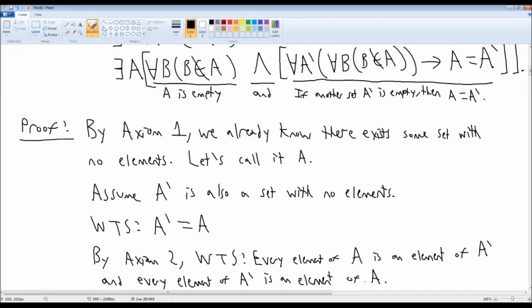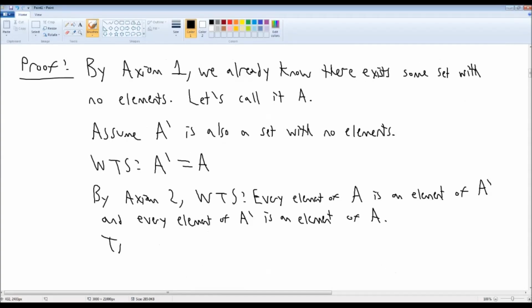How do we show two sets are equal? Well, the axiom of extensionality tells us that two sets are equal if they have the same elements. That is, we've got to show that every element of A is also an element of A prime, and vice versa. Every element of A prime is also an element of A. But guess what? This is true. Why? Because A and A prime have no elements.